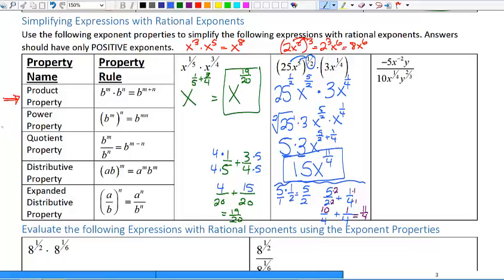Notice on this last one, we did the power property, we used the product property again, and we used the distributive property. So we are using these properties that we've used in the past, just with fractions now.